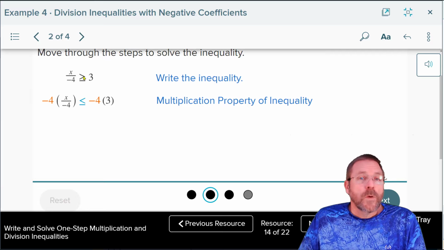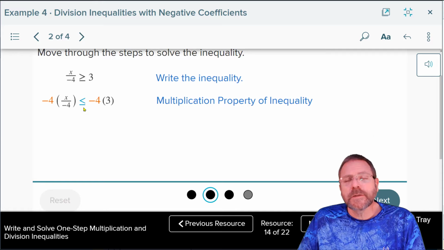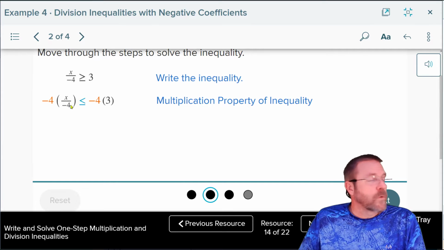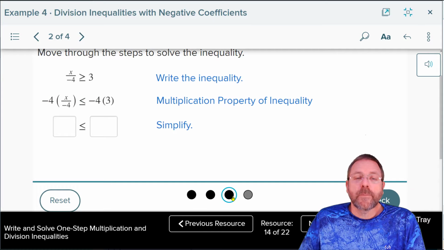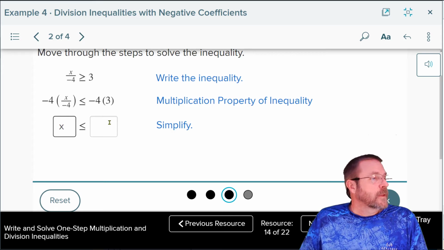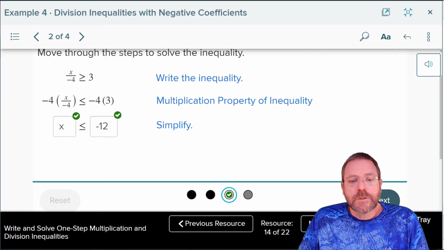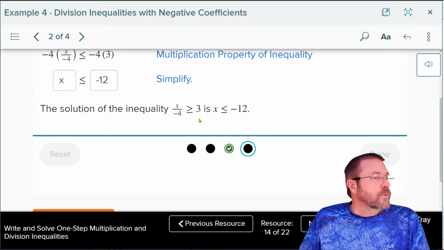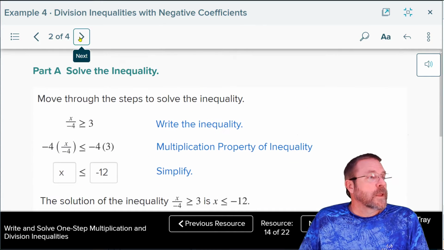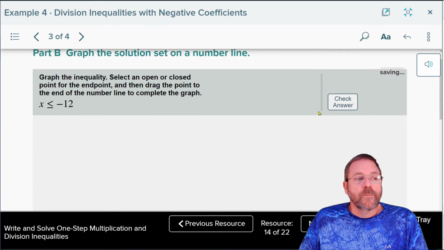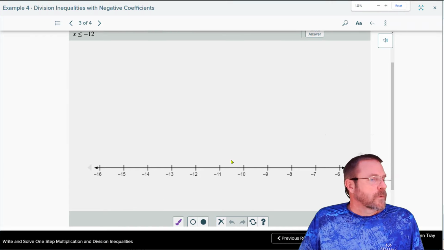And then right here, where you have the greater than, we turn that sign around, making it a less than, and it's an or equal to as well. The negative 4's on the left divide each other out, and on the right, negative 4 times a positive 3 is going to give us a negative 12. So now I have x is less than or equal to negative 12. Check, and it checks. Therefore, the solution of the inequality is x is less than or equal to negative 12. So we're going to take and graph that. It's an or equal to, so it's going to be a solid circle.